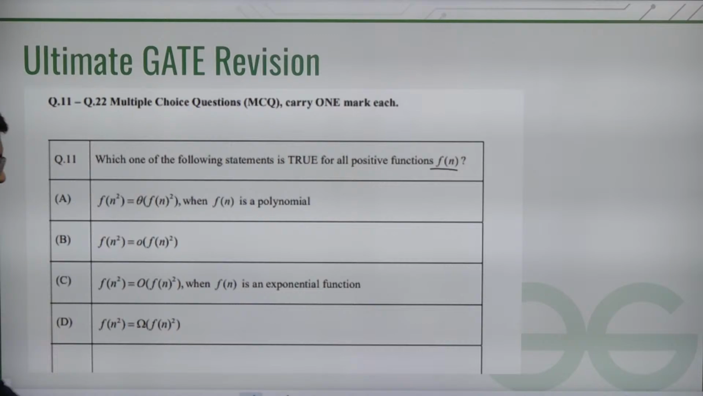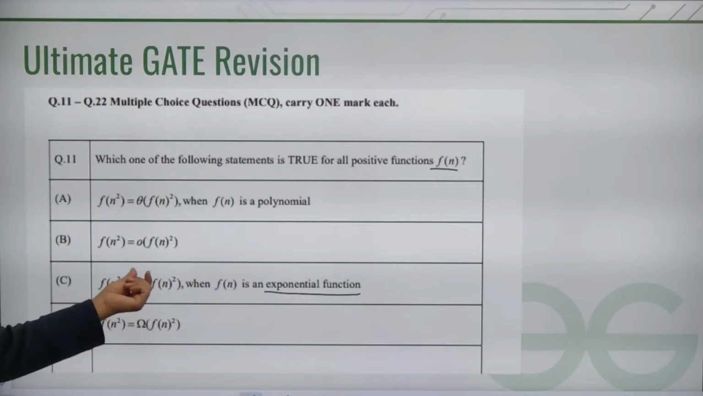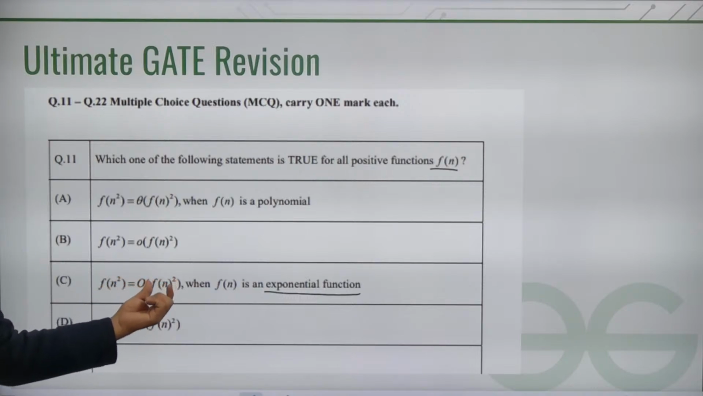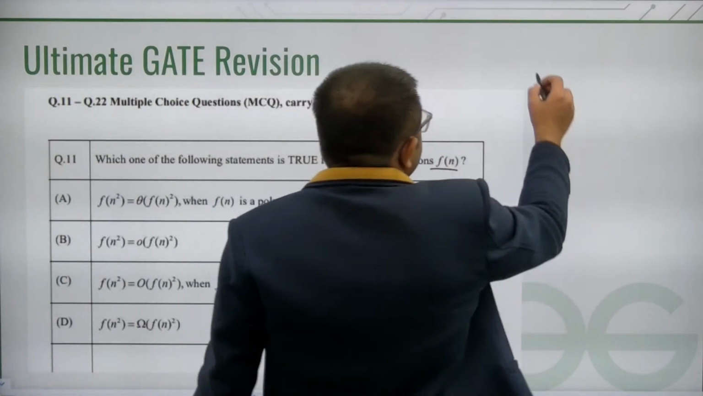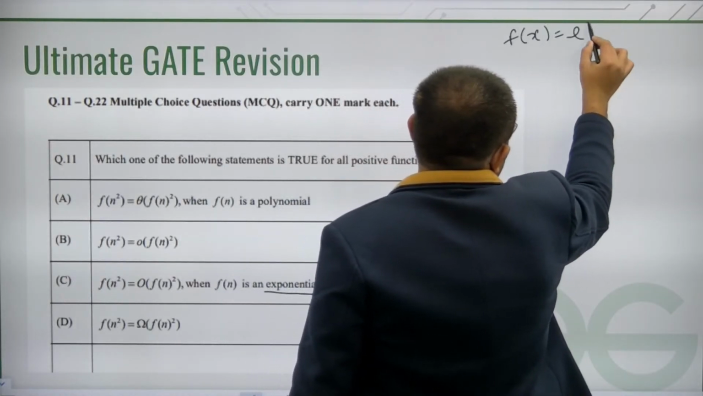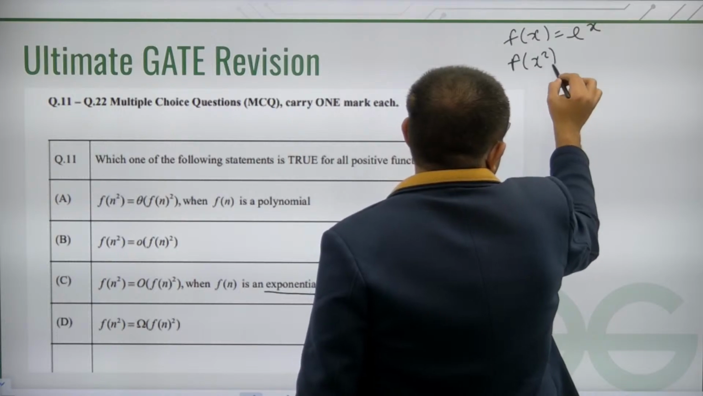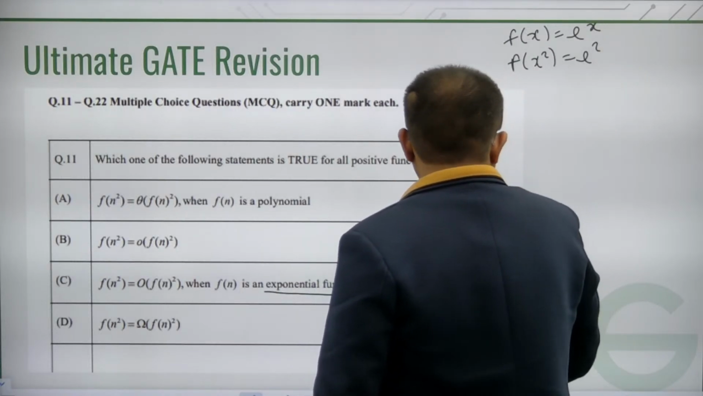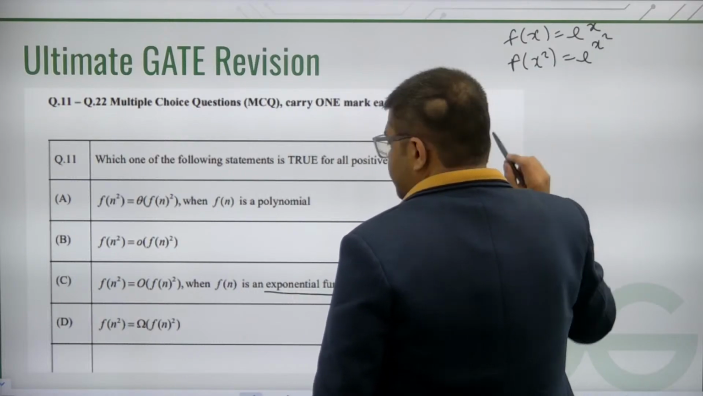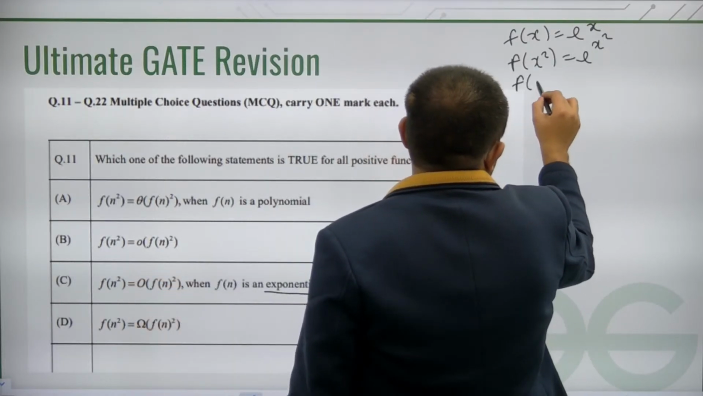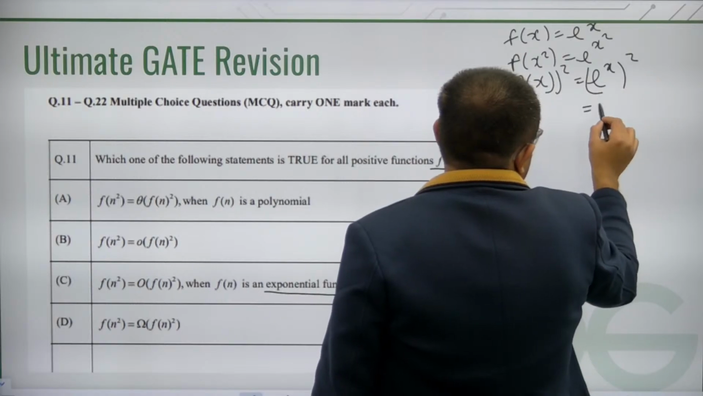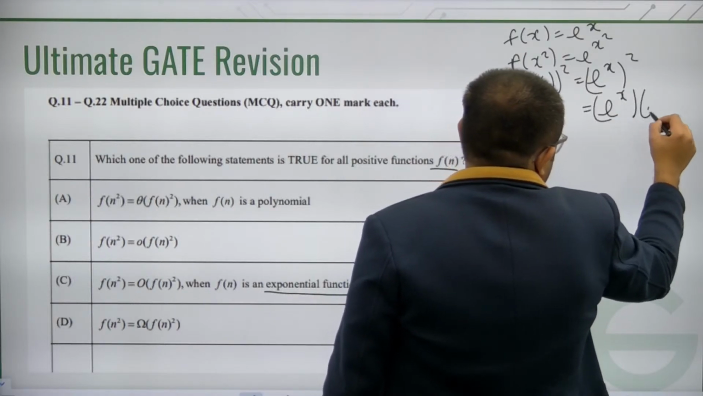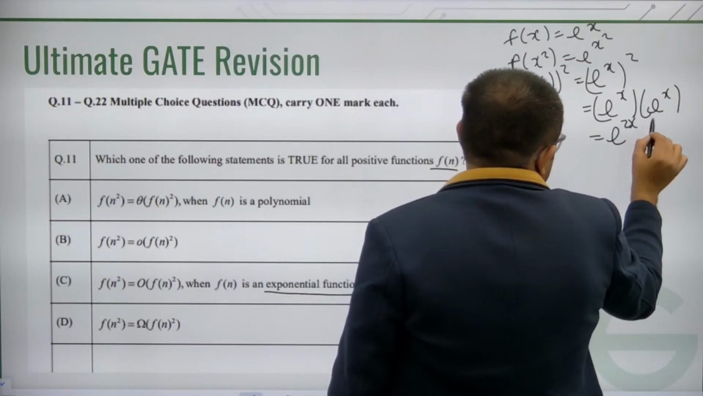Why? Because here they have specified the function type. So f(n²) is equal to big O of (f(n))². So (f(n))² would give an upper bound to f(n²) when f(n) is an exponential function. Let us check it. Let us say my f(x) is e^x. So my f(x²) would be e^(x²), and (f(x))² would be equal to (e^x)², which is nothing but e^x times e^x, which is nothing but e^(2x).